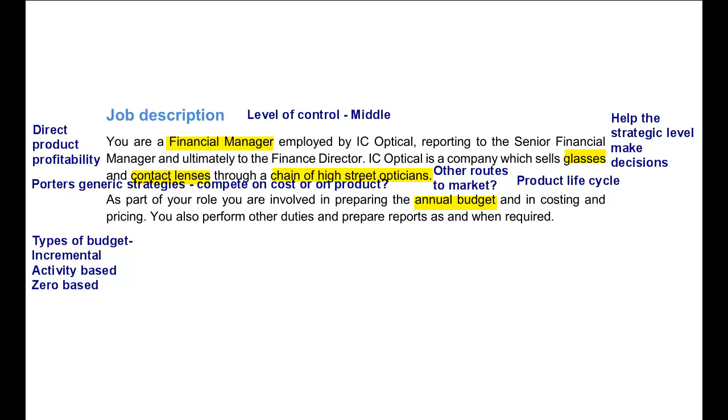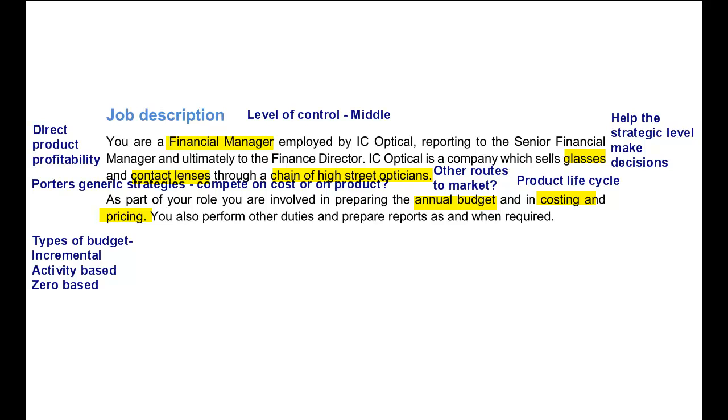Now, an example of this could be incremental budgeting for a new product. Now, as a lot of incremental budgeting is based off of historical data, if you have a new product or there is a new set of circumstances, which means that using historic data would not be appropriate, then that's not the right type of budget for the company. It also says here that you'll be involved in costing and pricing. So thinking back to your costing and pricing strategies revision as well, and coming to a decision on which one is most appropriate for the product, appropriate for the brand, appropriate for the company.